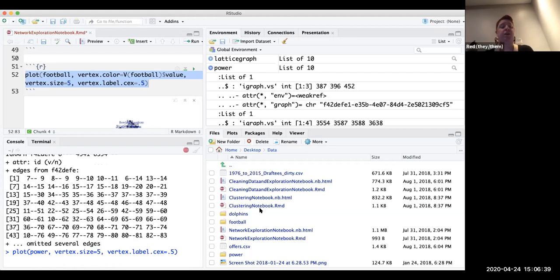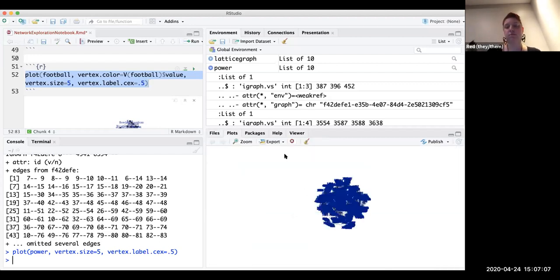And then the plot of my graph will show up in the bottom right section of my RStudio. Now this particular graph is very large, so plotting it takes a little bit. Now you can see, because this graph is so large, the labels kind of all squish together. All of my little dots are orange.